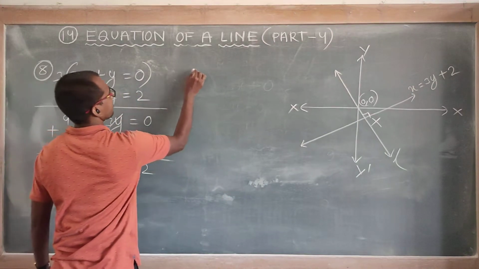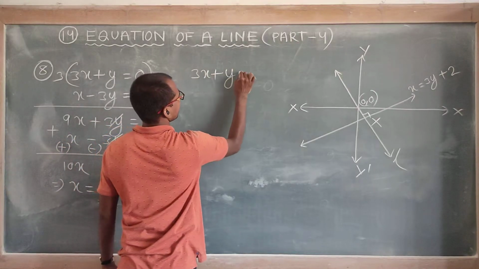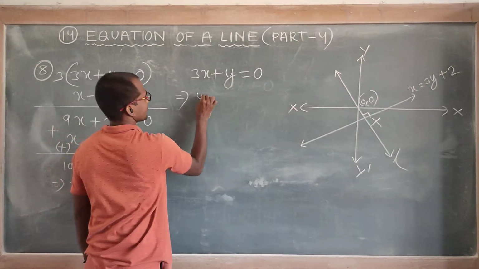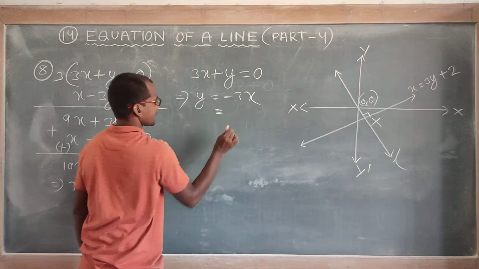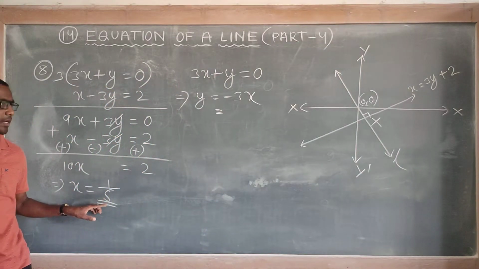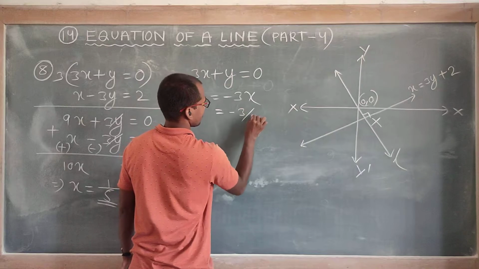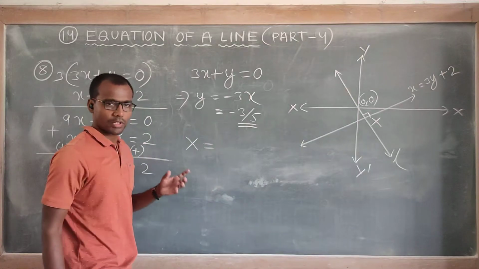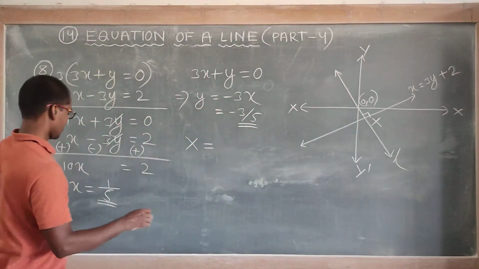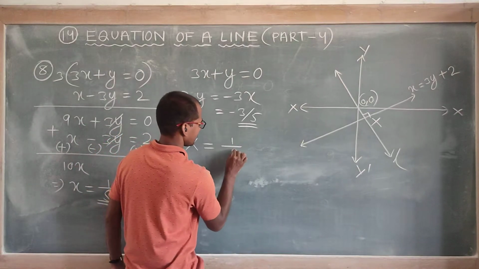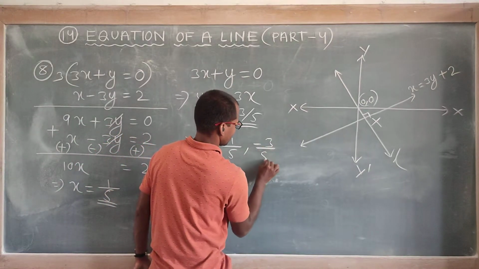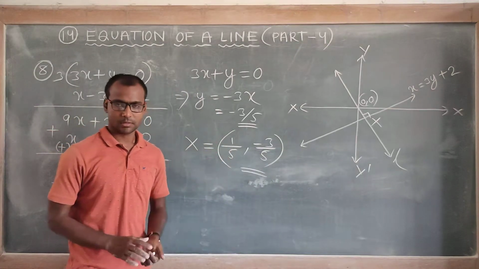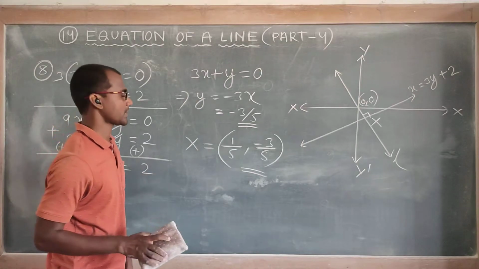So we have 3x + y. We can take any of the two equations. I am taking the first equation, 3x + y = 0, or y is equal to minus 3x. So minus 3 into 1 by 5, so minus 3 by 5. So the coordinates of point X are (1/5, -3/5). So these are the coordinates of the point X. Ready? I hope you have understood this.